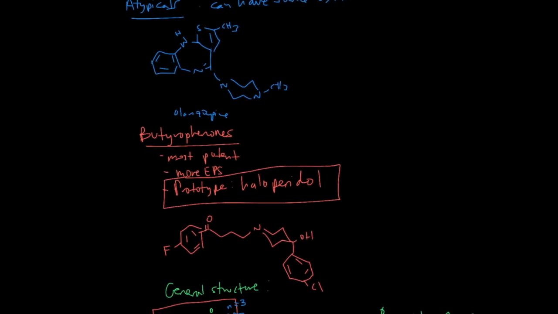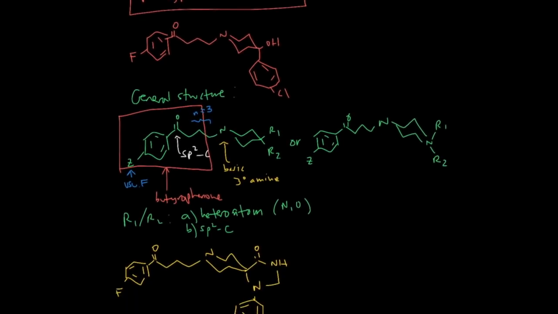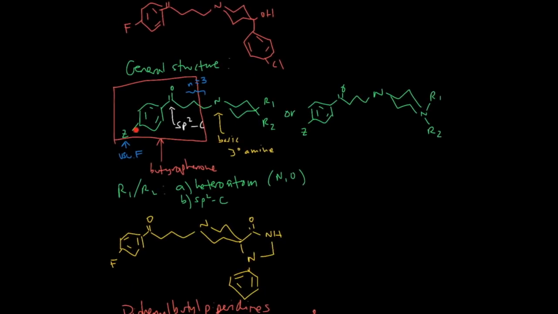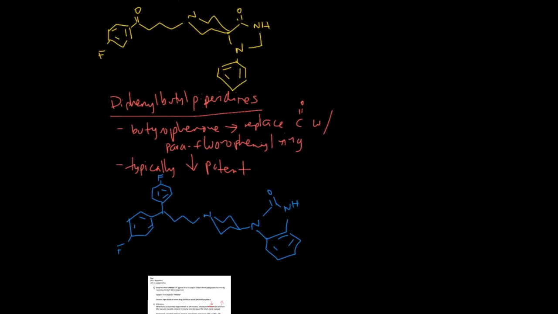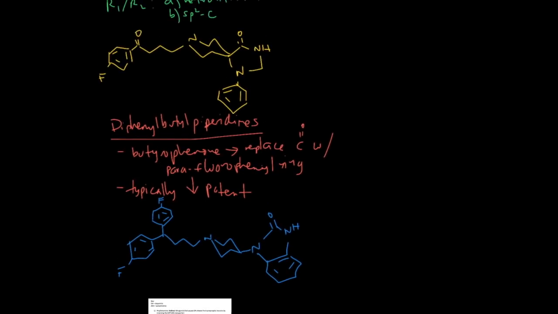Your prototype is haloperidol. Your general structure contains fluorine, sp2 hybridized carbon, 3 atom chain, basic tertiary amine, and this can be a piperazine or piperidine. Your R1 and R2 groups can be heteroatoms, nitrogen and oxygen, and an sp2 hybridized carbon. Your diphenylbutylpiperidines are basically butyrophenones, except you're replacing that carbon double bond oxygen with a carbon phenyl fluorine at top. They're typically less potent than their corresponding butyrophenones.